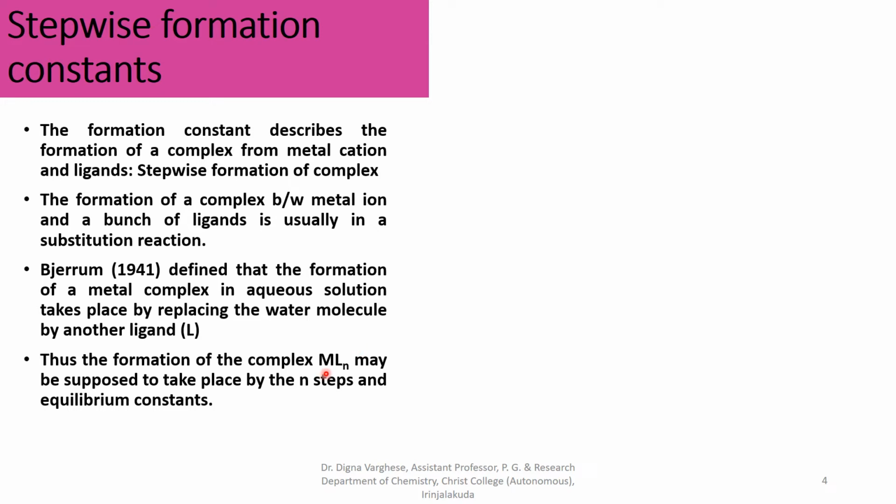Metal reacts with the first ligand to form the metal-ligand combination, ML. Second step, ML plus another ligand gives ML2. So for the formation of the MLn complex, there may be n steps and their corresponding equilibrium constants. Here you can see the metal reacts with a ligand to form the complex ML. Its equilibrium constant is represented by K1, that is the concentration of ML divided by the concentration of M into the concentration of L. This is the formation constant.